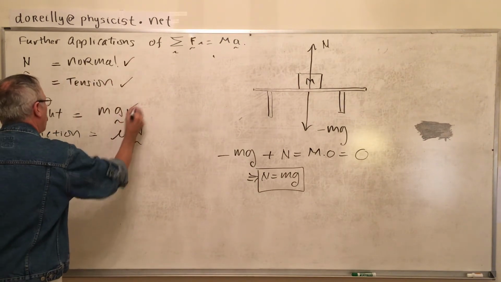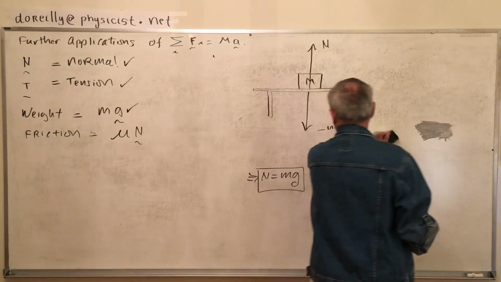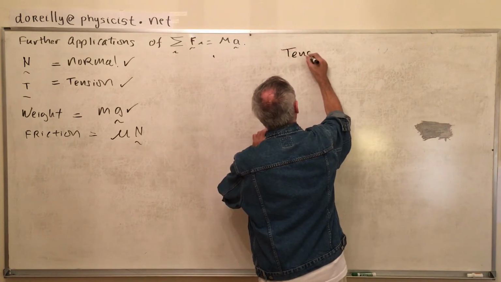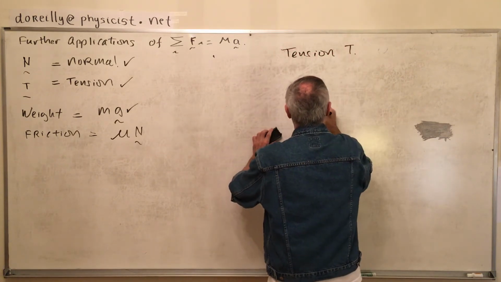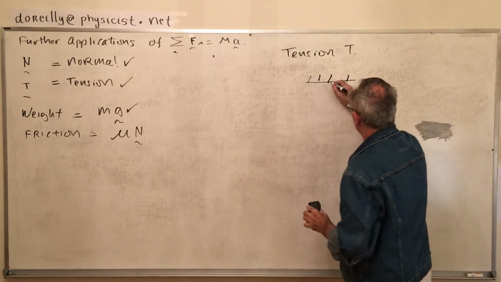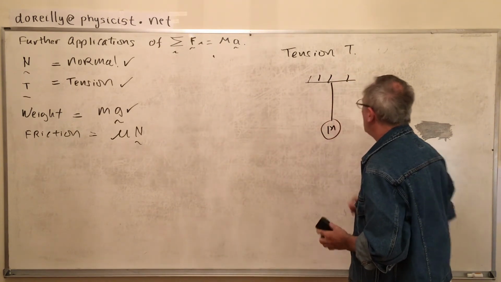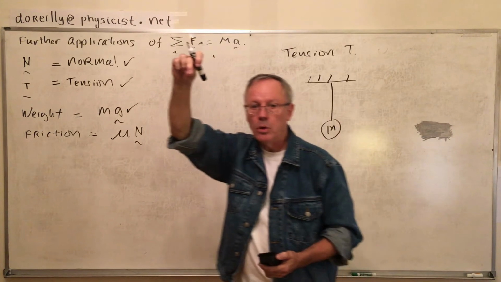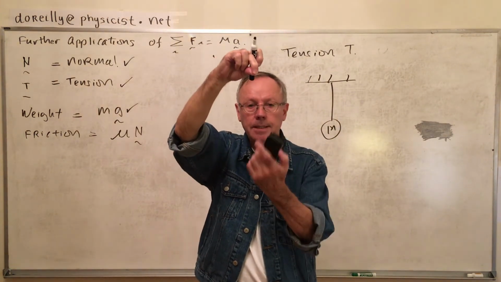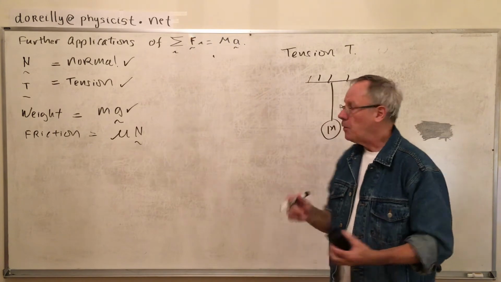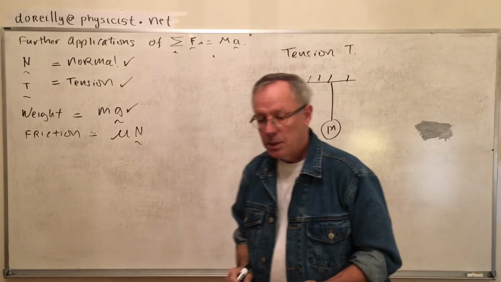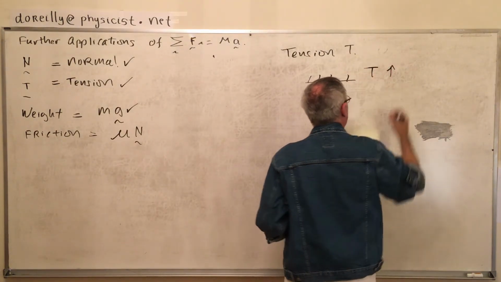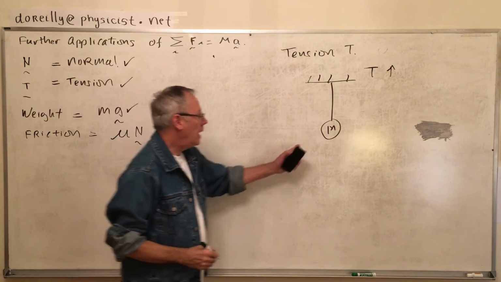We've done that one, we've done that one, and now tension. We'll hang a mass by a string. What is the tension? Well, if I decided to hold that string with my fingers, I would feel the tension in the string. Tension is the pulling force in a string. It's what keeps it taut. So, what is it? Well, we'll call it T. T is working upwards, kind of like the normal force, and mg is pulling down.